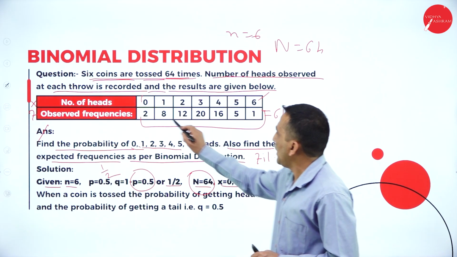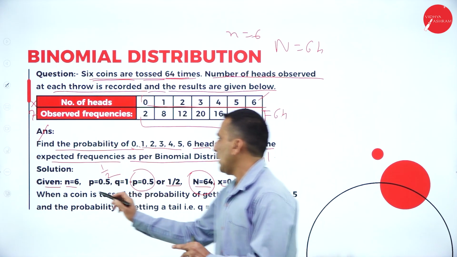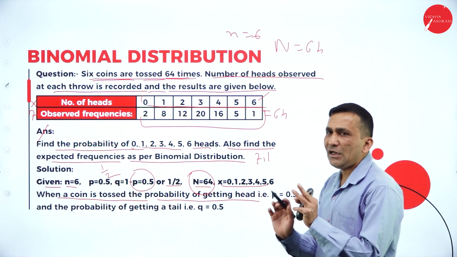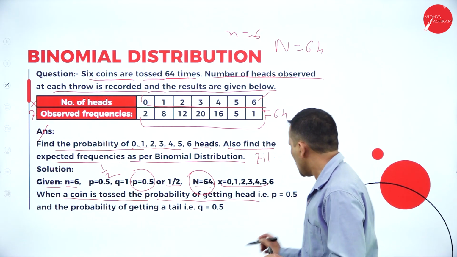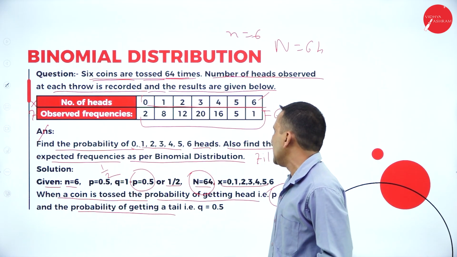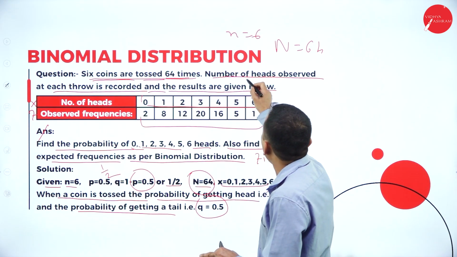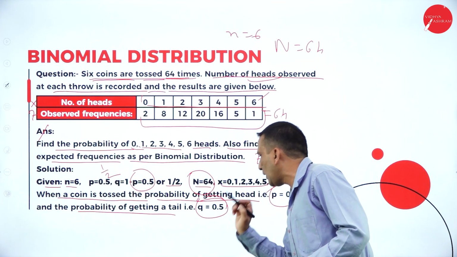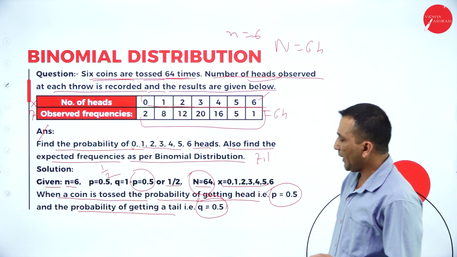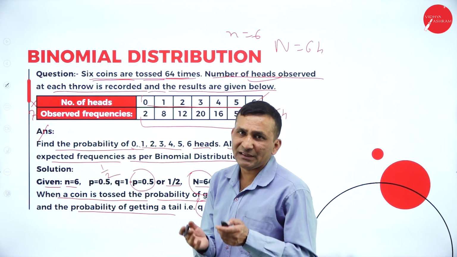Now, x is a binomial variate, 0 to 6. When a coin is tossed, the probability of getting head, equal chances, so that's 0.5. And the probability of getting tail, that is a failure, since the question is always expecting head, so the failure is 0.5. How do we get it? 1 minus 0.5, you subtract to get your q value. So using this information, we go for constructing the table.